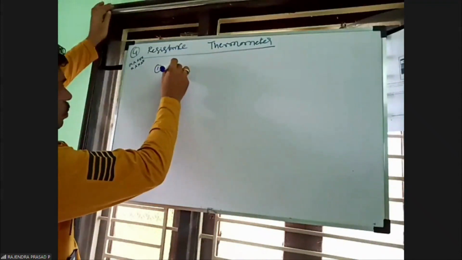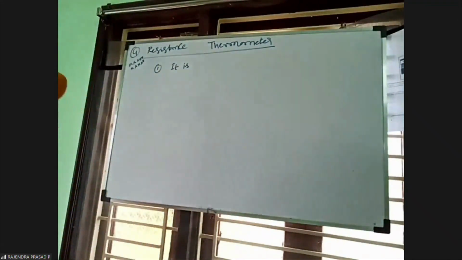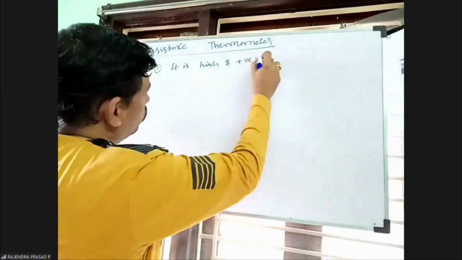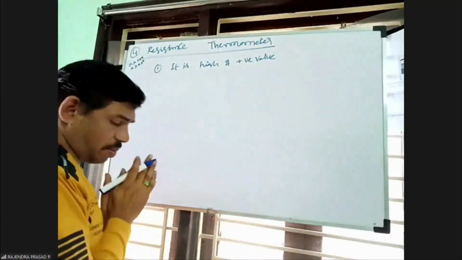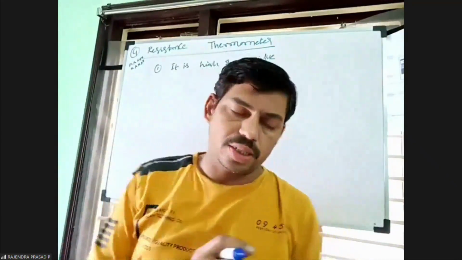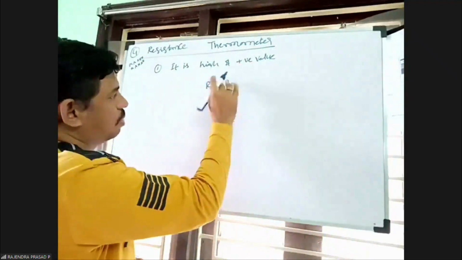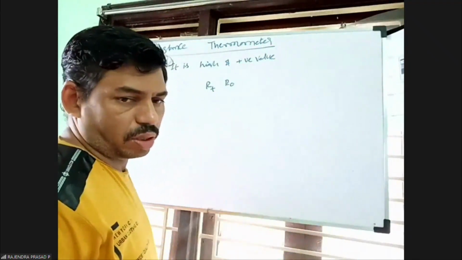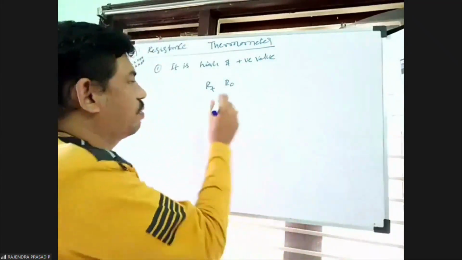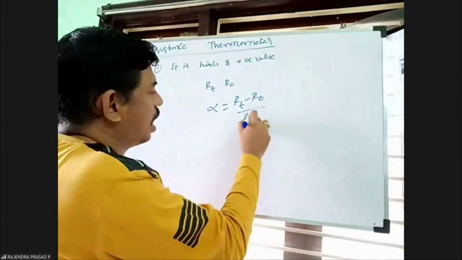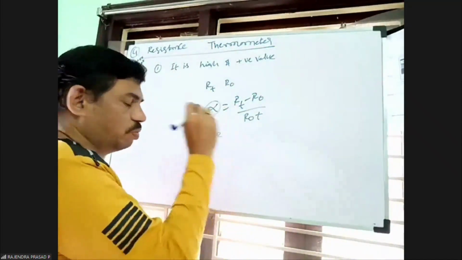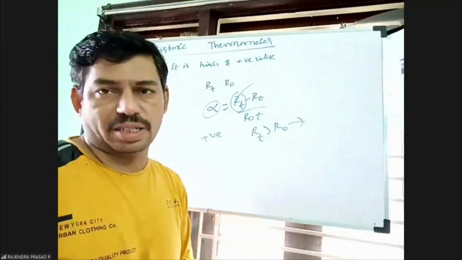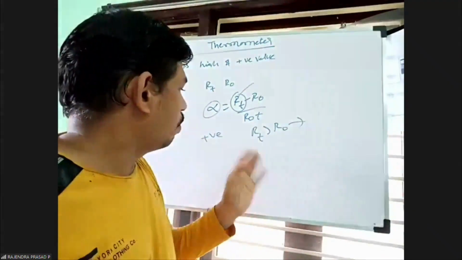It has a high and positive value of alpha. Actually, for resistance thermometers alpha is positive, where alpha is equal to the temperature coefficient of resistance, with R_T and R naught being the resistance at T degrees C and 0 degrees C. Then alpha is equal to (R_T minus R naught) by R naught into T. Alpha positive means R_T is greater than R naught. It is possible only for conductors.